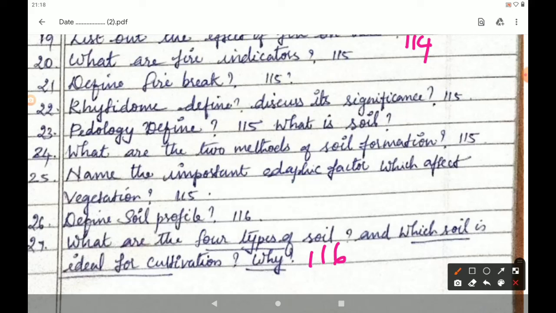Which soil is ideal for cultivation, and why? In the same page, loamy soil is given in another green color box on the right side. Loamy soil is ideal for cultivation because it consists of 70% sand and 30% clay. It ensures good water retention and proper drainage of water. The porosity of soil provides adequate aeration and allows the penetration of roots.